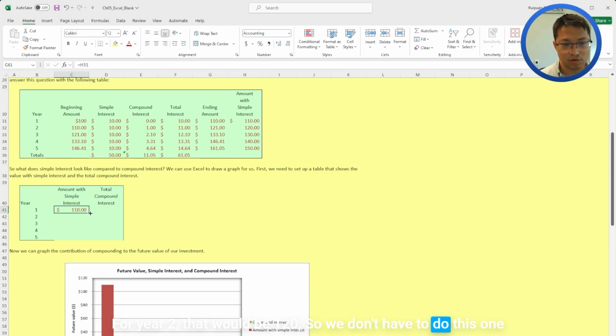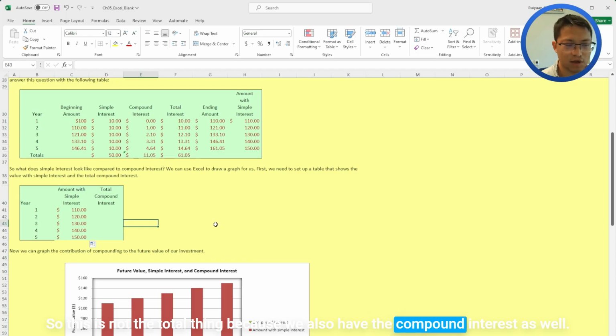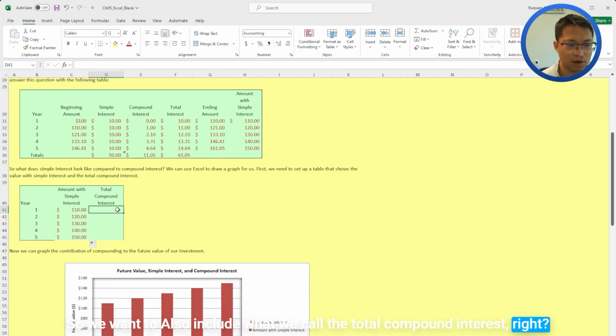So we don't have to do this one by one, but rather we can just apply the equation all the way to year five, right? So it's going to be 110 to 150. You see the graph already shows over time how much money we're going to have with simple interest. So this is the total thing, because we also have the compound interest as well. So we want to also include what we call the total compound interest.